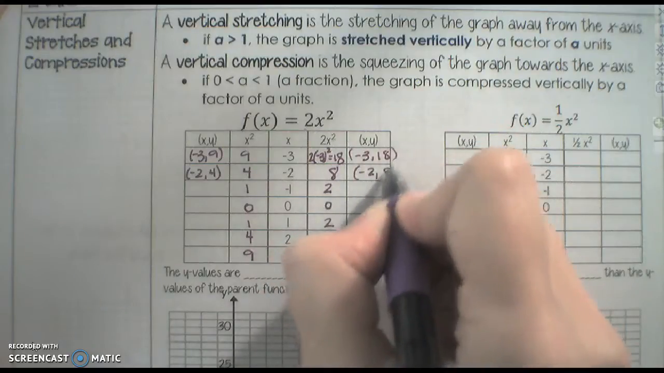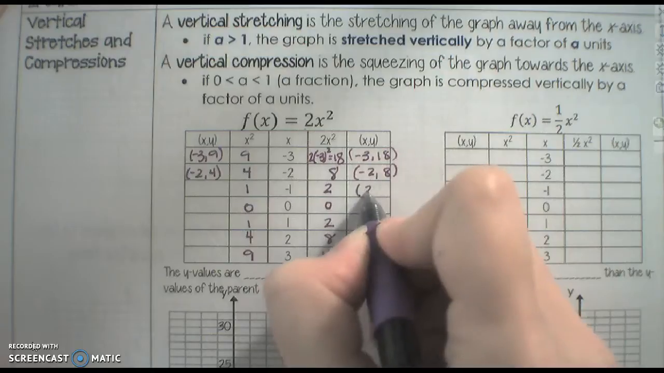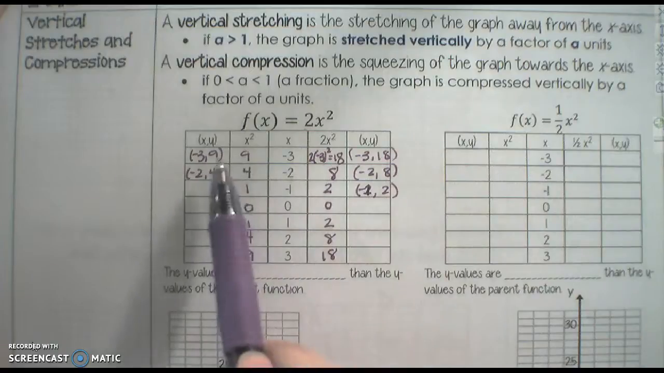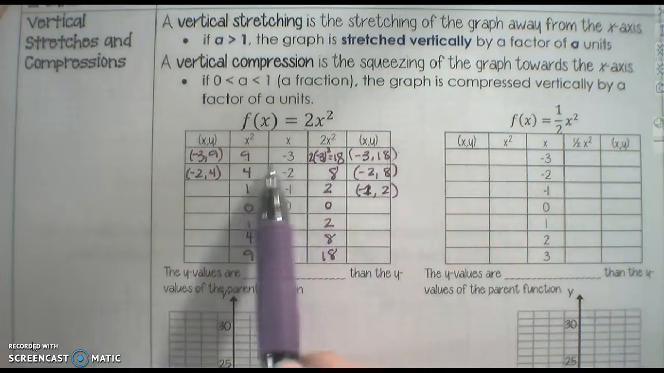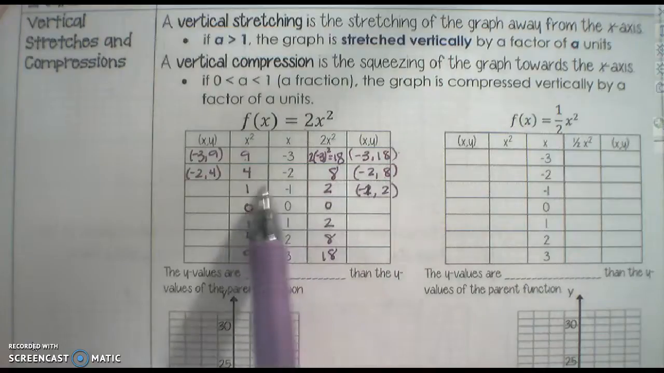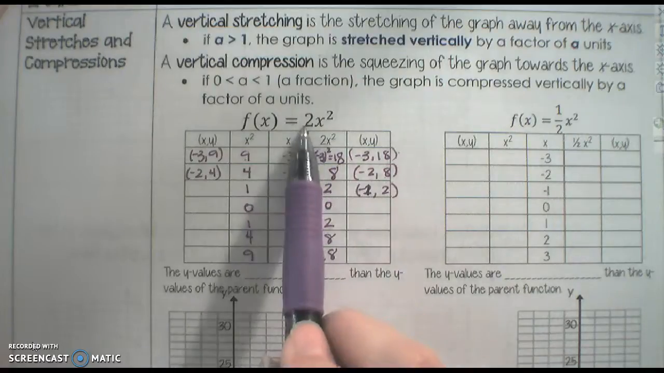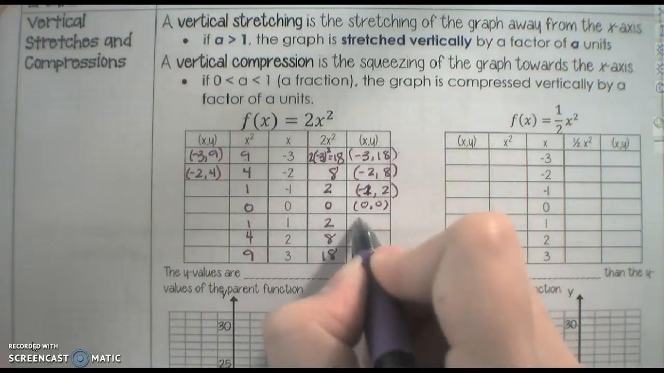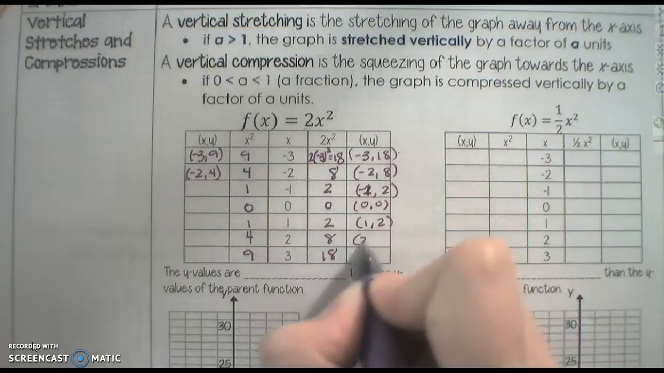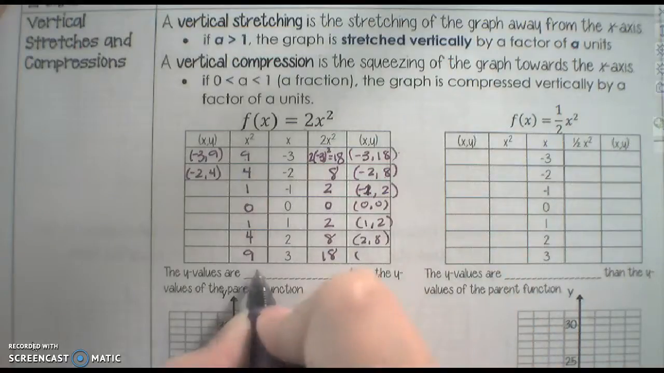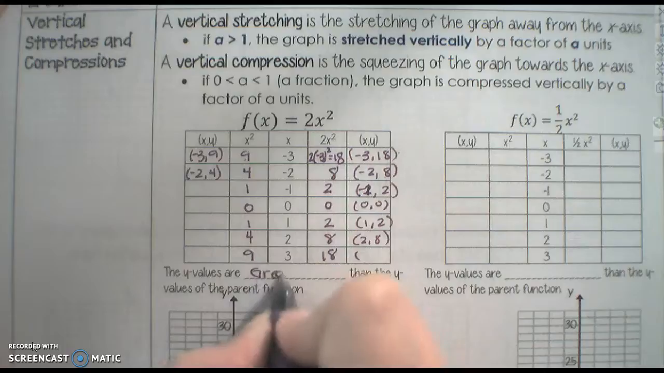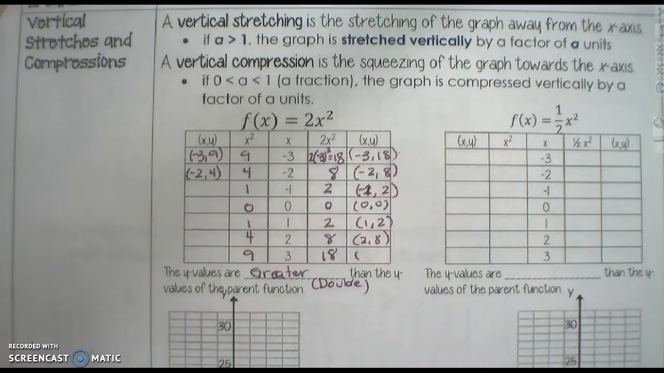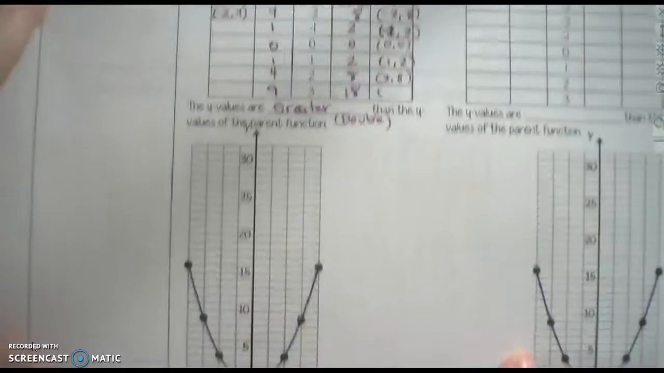We still have that same x value, but look at your output. Your output is now twice as much as what it used to be because of this 2 in front, which kind of makes sense, doesn't it? So twice as big. So let's go ahead and graph that. And we're going to put greater. If you want to put double, you can. But it's greater than our parent function. So here's our parent function already graphed.